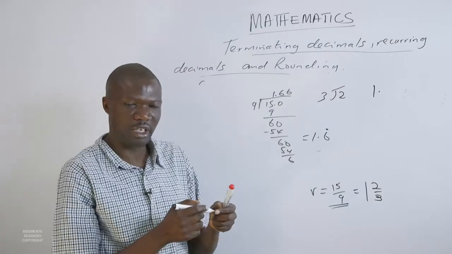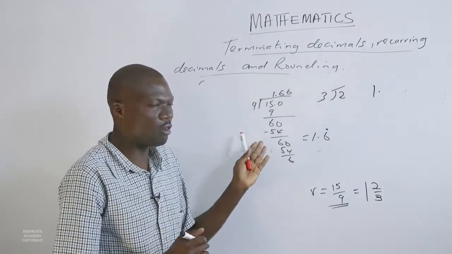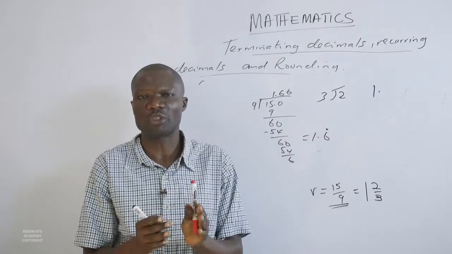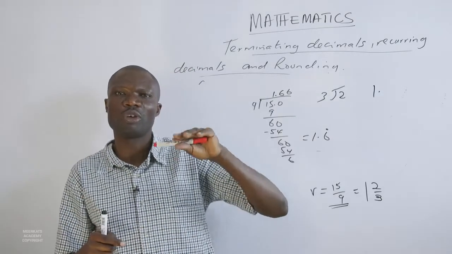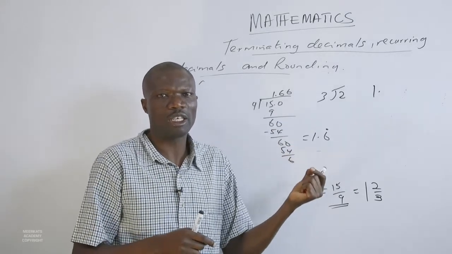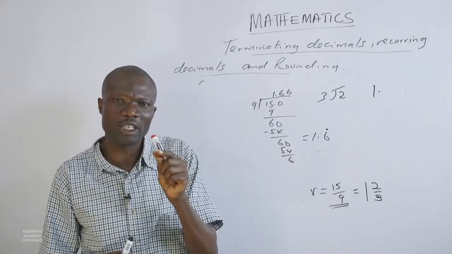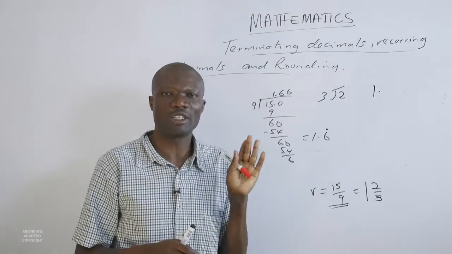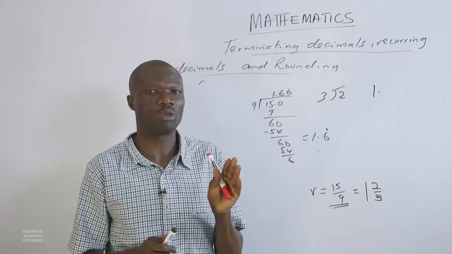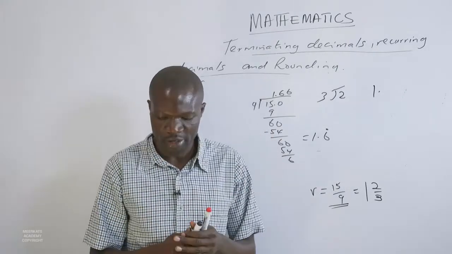So we are trying to say that when you convert a recurring decimal into a fraction, you should also be able to convert the fraction itself into a recurring decimal. The change here is that a terminating decimal is not converted the same way as what I'm calling the recurring decimal.